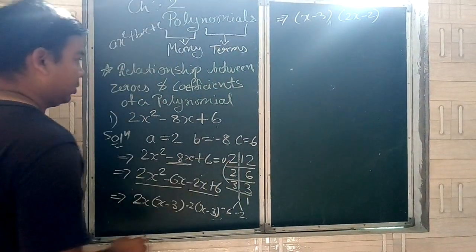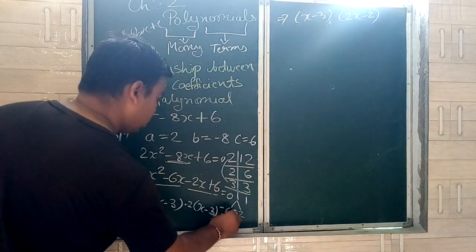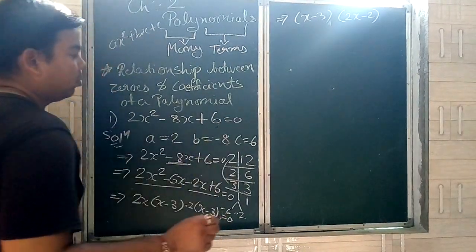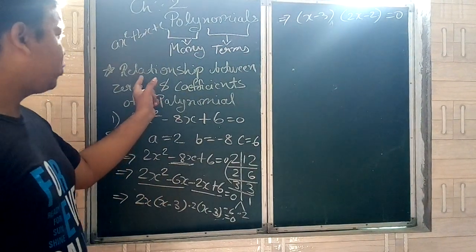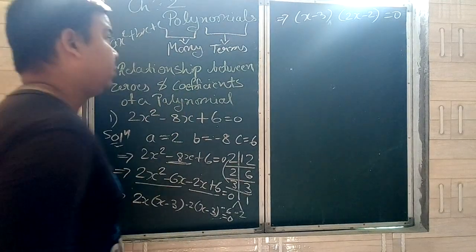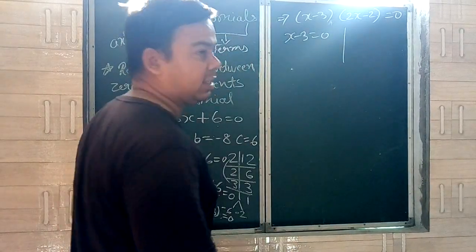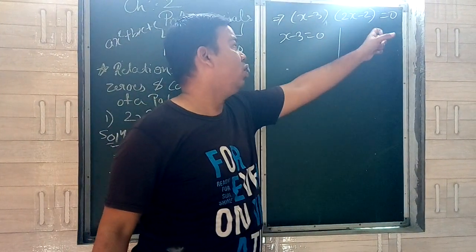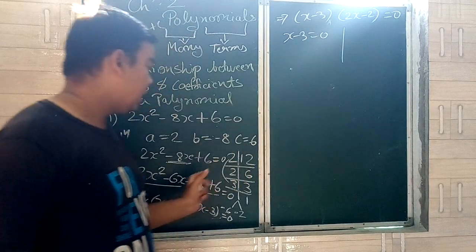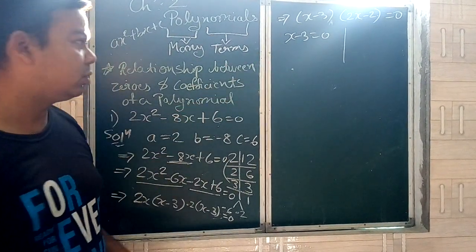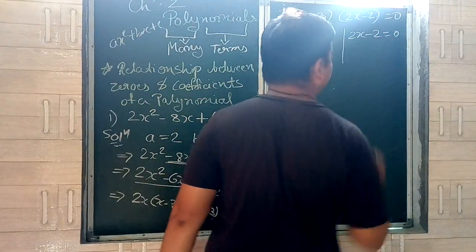Here we put the zeros. In relation with the zeros, so we put the zeros here also. Because we have a relationship between zeros and coefficients of a polynomial. So now x minus 3 is equal to 0, we got the two factors. This is called factors. x minus 3 and 2x minus 2 equal to 0. Now find the zeros. We studied how to find the factors in 9th standard. Now we find the zeros. So x minus 3 equal to 0 and 2x minus 2 equal to 0.